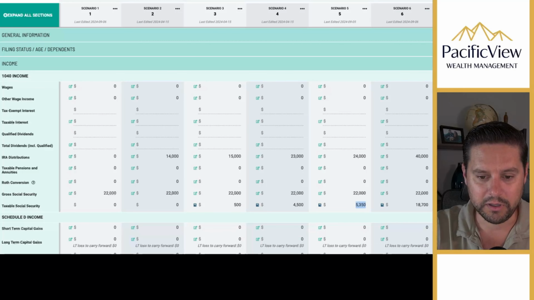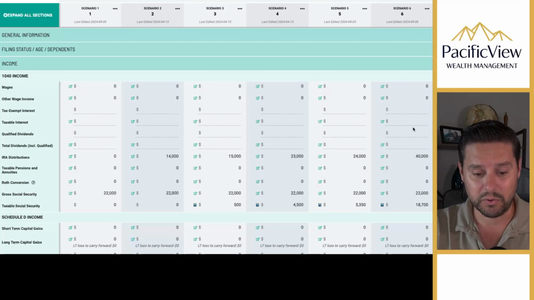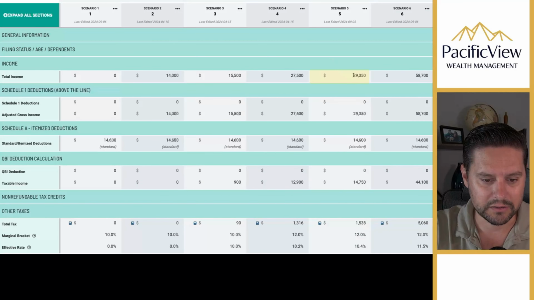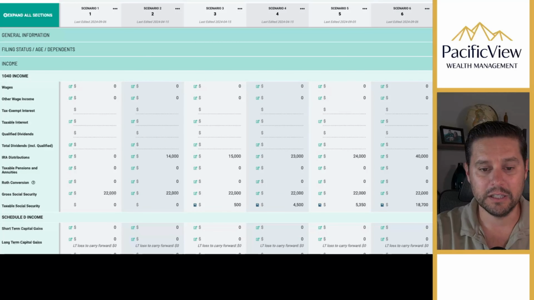Once again, we could go down here in scenario 5 and look at the addition of $24,000 plus $5,350. We could see that is $29,350 right here that is subject to federal income taxation. Let's move on to scenario 6.